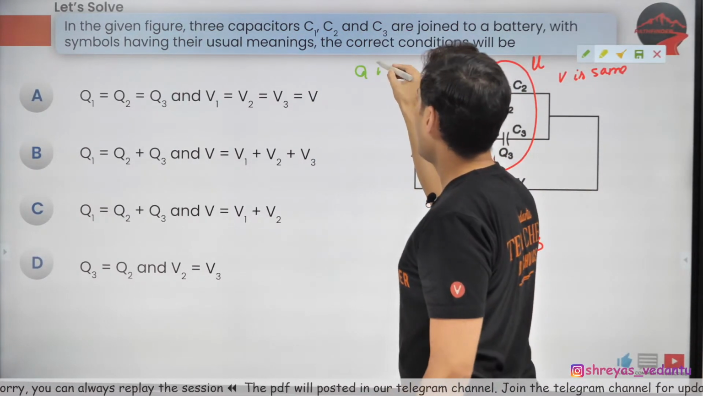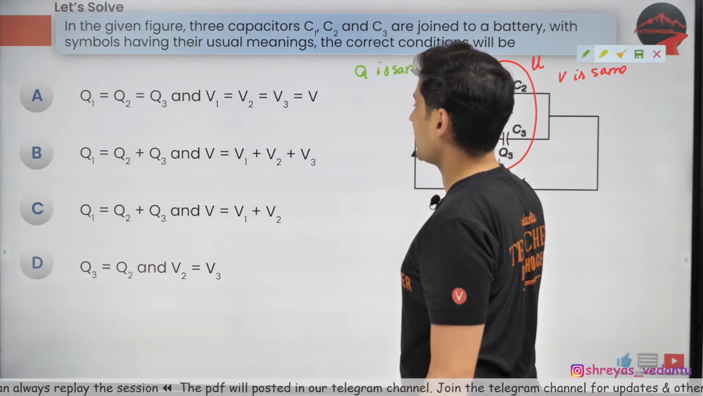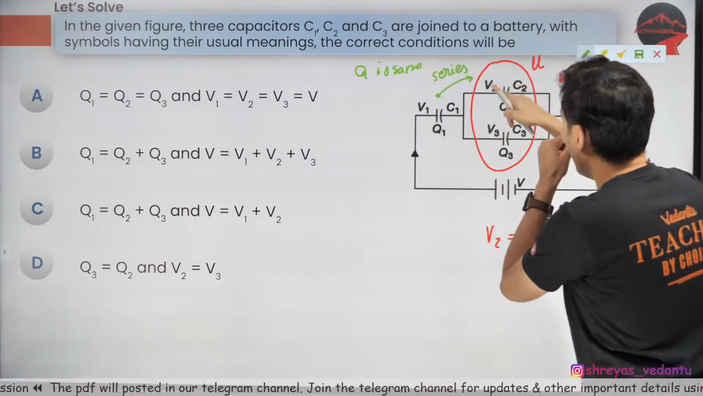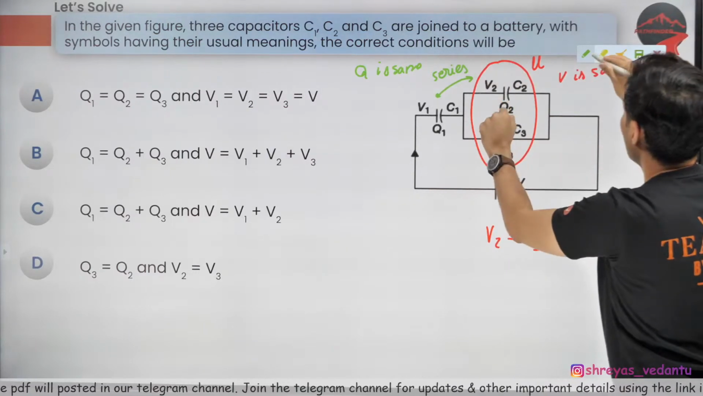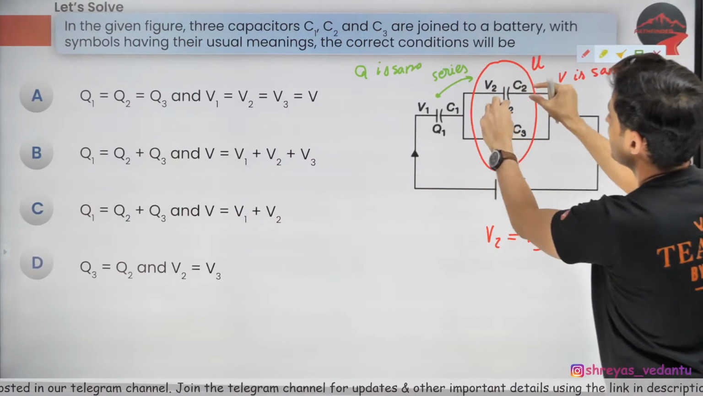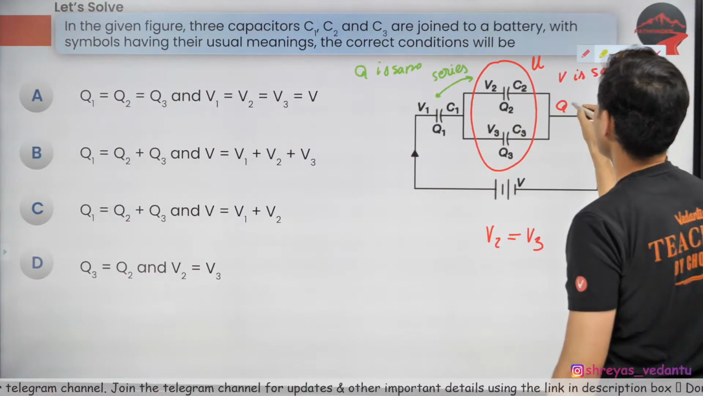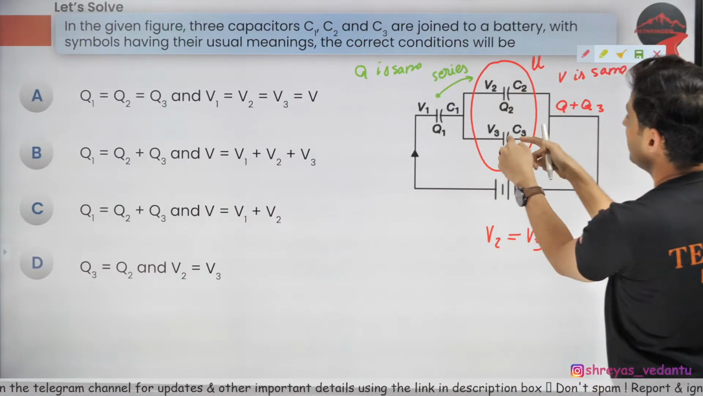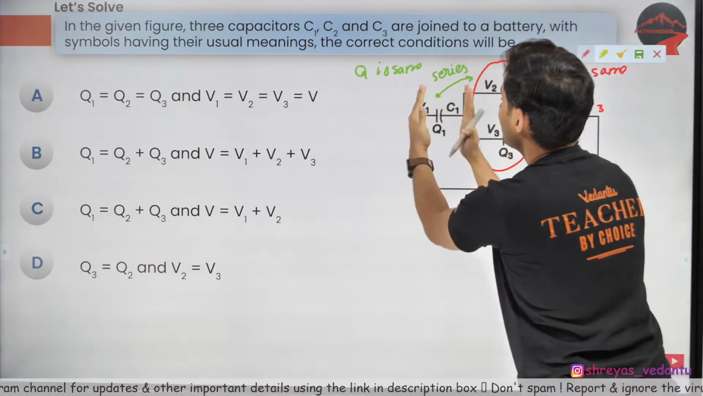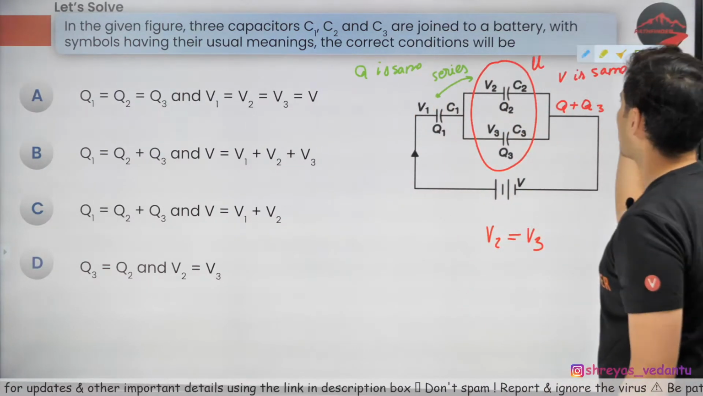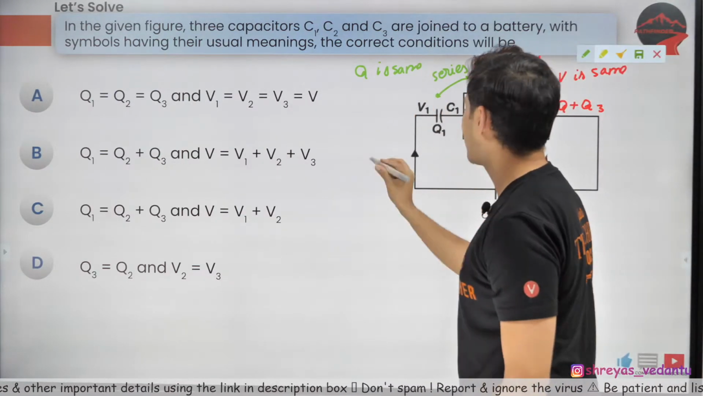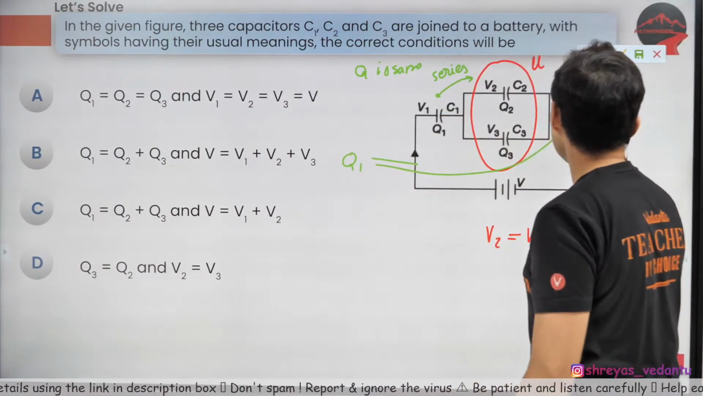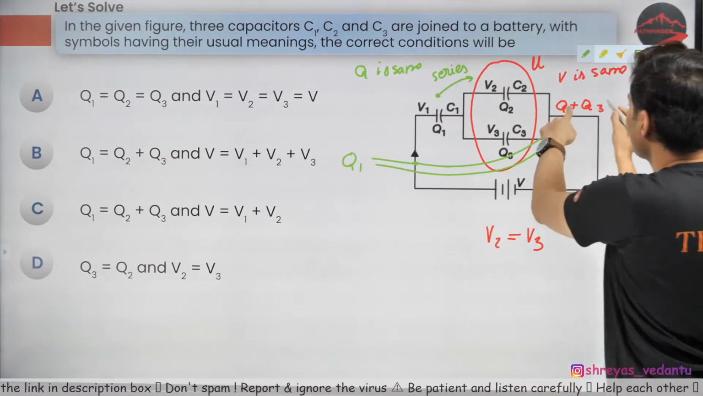The charge is same, correct? The charge is same. Now, on this capacitor as a whole, what is the charge? Q2 plus Q3, because they both are in parallel. This capacitor and this capacitor will have the same charge. So what is the charge on this capacitor? It is Q1. So Q1 will be equal to Q2 plus Q3.